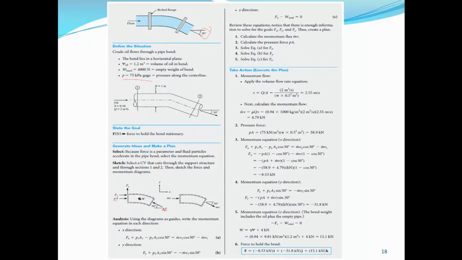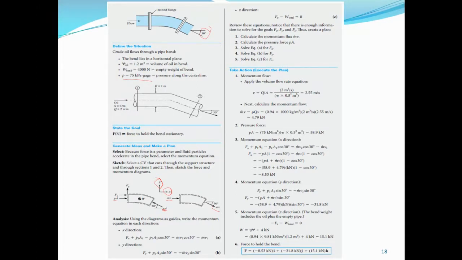The weight W will be acting directly perpendicular to the paper, because it will be acting downward in the Z direction, which is not shown here because we have used 2D, X and Y. And then the momentum, this is the momentum flow in and out. The momentum flow is constant, except that the outflow, because of the angle of inclination, will have components in the X and Y direction.